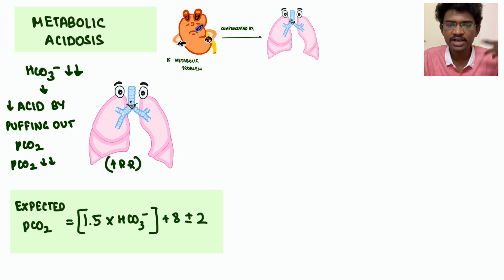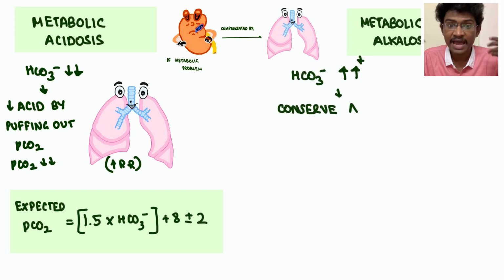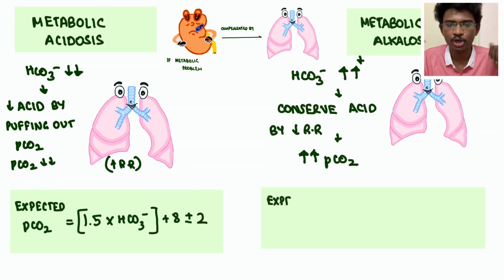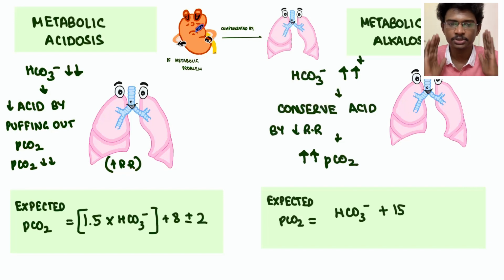Next is metabolic alkalosis. For this, alkali is accumulating. So what should happen? Acid should also accumulate to neutralize it. What is acid? Carbon dioxide. So lower the respiratory rate, keep the carbon dioxide within your body, keep the acid within your body to neutralize the excess base. So compensation will be, if bicarb increases, PCO2 also increases to compensate. The expected PCO2 will be bicarb plus 15.